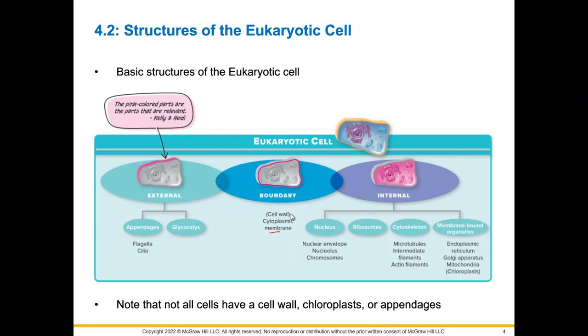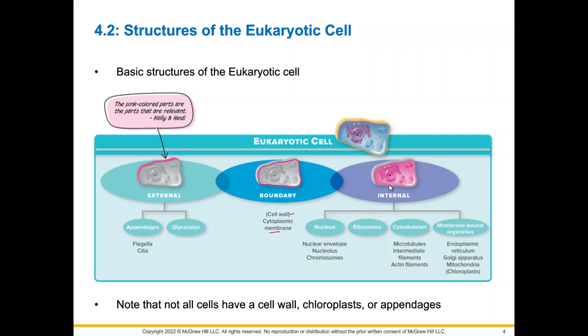Some eukaryotic cells also have a cell wall, but not all of them. For example, plants have a cell wall, fungi have a cell wall, but animal cells don't, even though those are all eukaryotic cells. If we move outside of the plasma membrane to the external stuff, these are the appendages like flagella and cilia, and we'll go into those in more detail in a little bit, and also the glycocalyx.